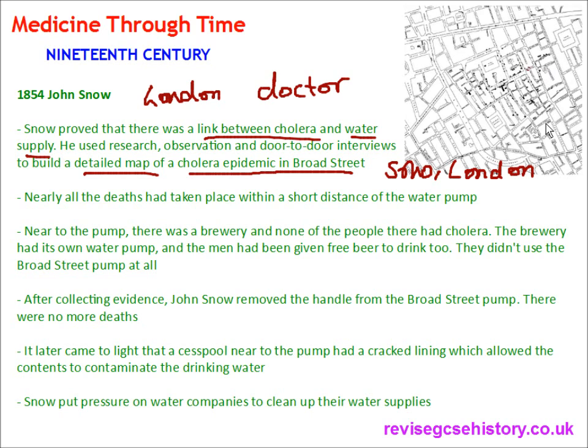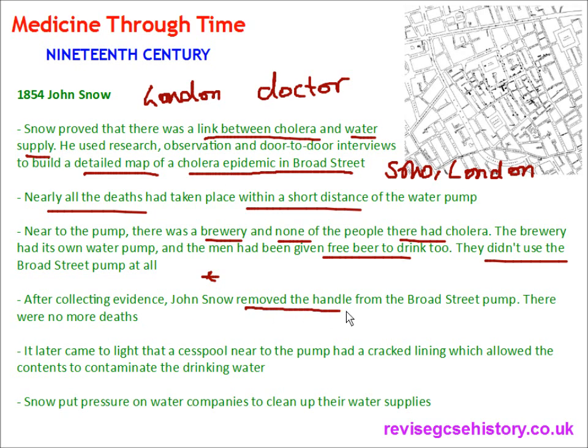And they actually found that all the deaths had taken place within a short distance of the water pumps. Near to the pump there was a brewery, and none of the people there had cholera. The brewery had its own water pump, and the men were also given free beer to drink too. Beer was sterilised because the brewing process involves boiling water, and that killed the cholera germs. And also, men were given water from the brewery's own water pump too. So these men at the brewery didn't use the pump at all, so that was key to explaining how John Snow made the link between cholera and dirty water.